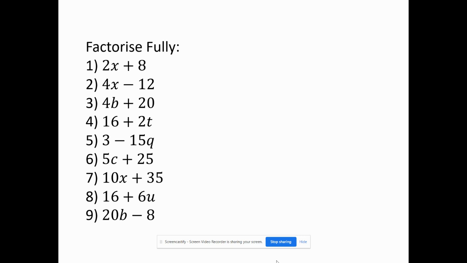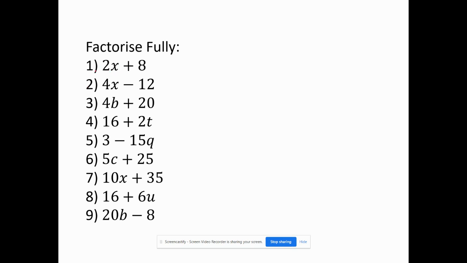So we're going to look at some factorising questions here. If you understood the last video, go ahead and have a go with these. Start off, do a couple, then watch the first part of the video. So if you're ready, let's get going here.